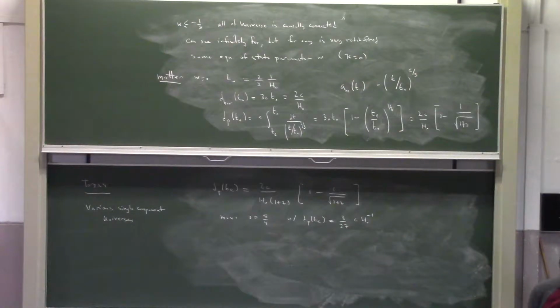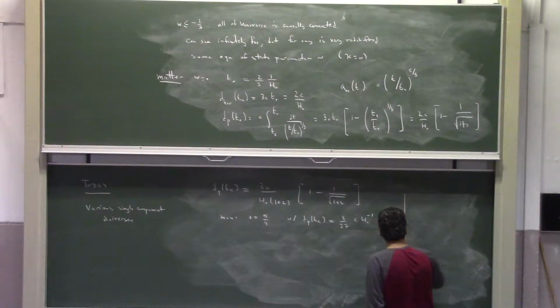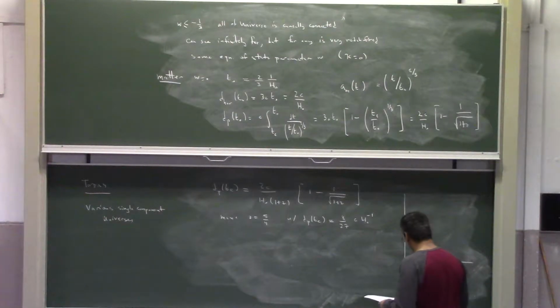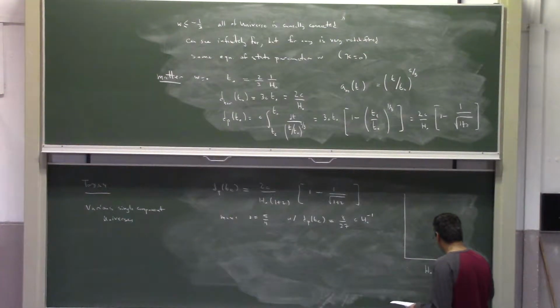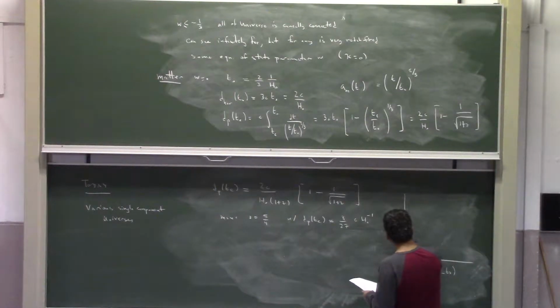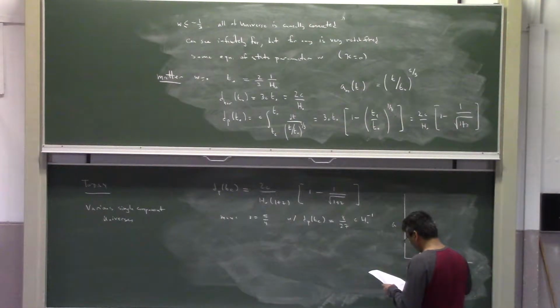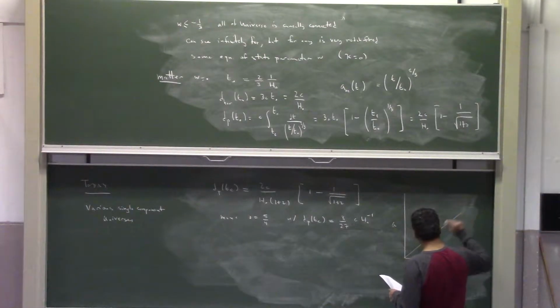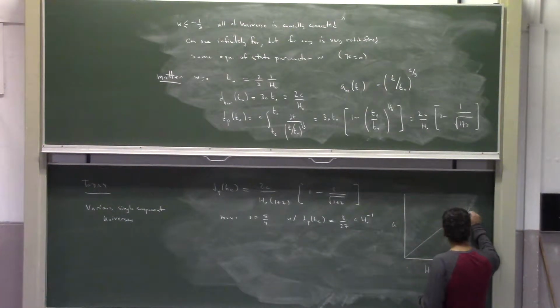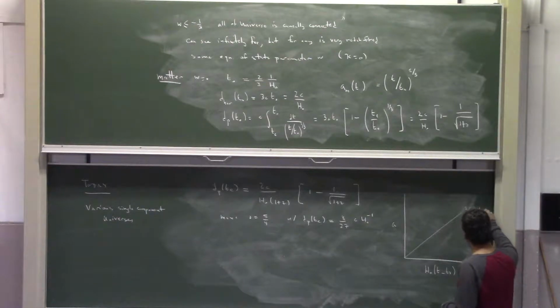Okay. So what we've seen is that in such a universe, we have a linear relationship. And the slope is 2/3. So that's the power.